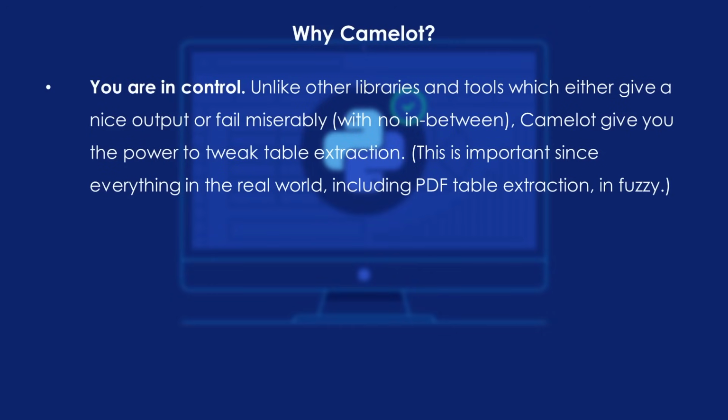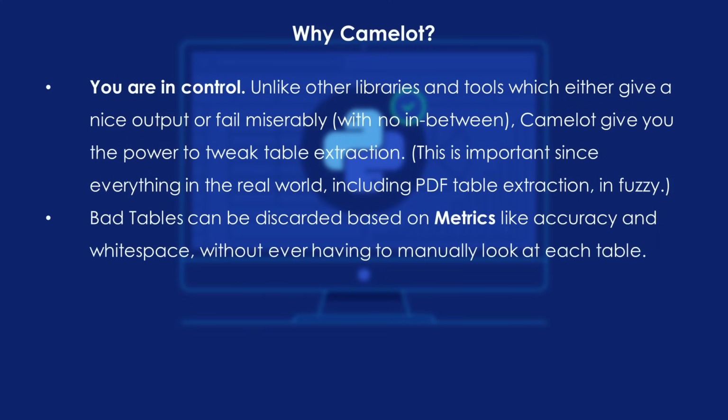Camelot gives you the power to tweak the table extraction with hyperparameters, which means if you do not get any output, then you can tweak your hyperparameters to get at least some output, so that not everything in the PDF table extraction becomes manual. Since everything in the real world is fuzzy, including PDF table extraction, you need to have control over the hyperparameters. The second one is that bad tables can be discarded based on metrics like accuracy and white space. Camelot gives you these metrics so that you don't have to manually look at each table to select the good tables and discard the bad ones.